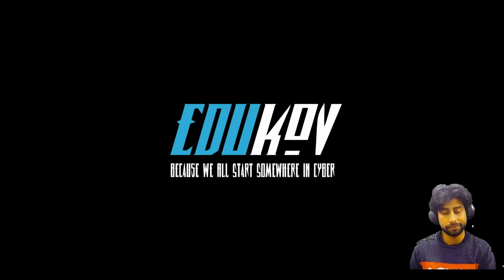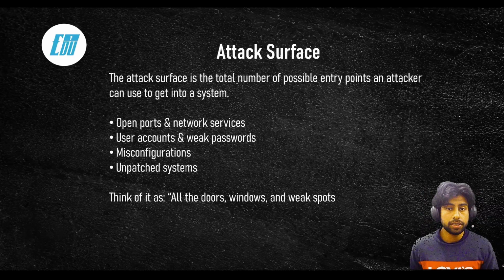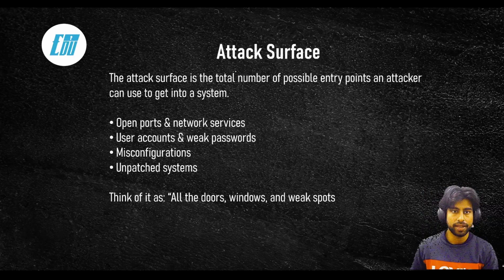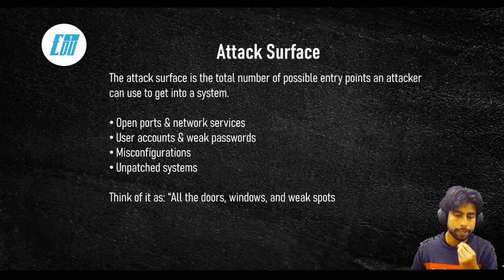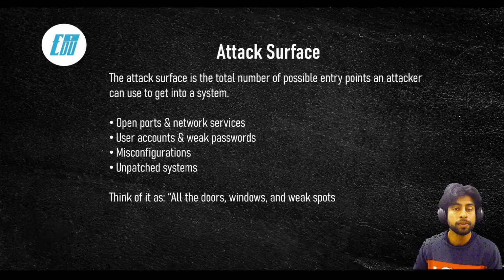So let's start. Here is the definition of attack surface, and it says attack surface is the total number of possible entry points an attacker can use to get into a system. In simple words, we can say the areas where an attacker can attack are the attack surface. This sounds very simple, and it is just that.